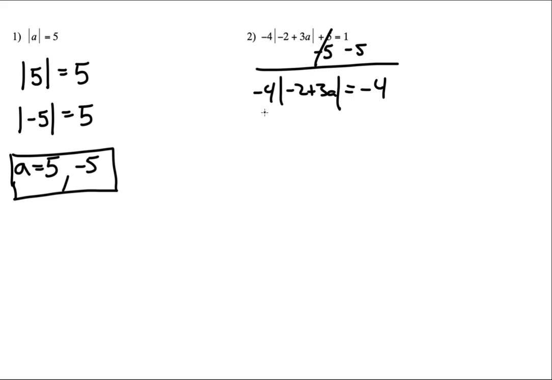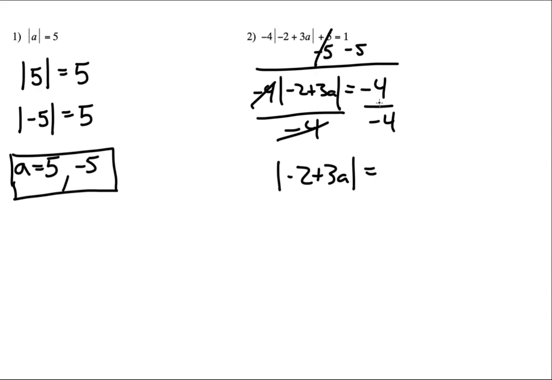Then trying to isolate this again, I have negative 4 times that. So I would take the opposite of times negative 4, which is divided by negative 4. I'm going to do that again to both sides for balance. Whatever I do to one side, I have to do to the other. So the negative 4's cancel. Times negative 4 divided by negative 4 just goes away. So on the left-hand side, I have the absolute value of negative 2 plus 3a. And that's going to equal negative 4 over negative 4, which is equal to 1.